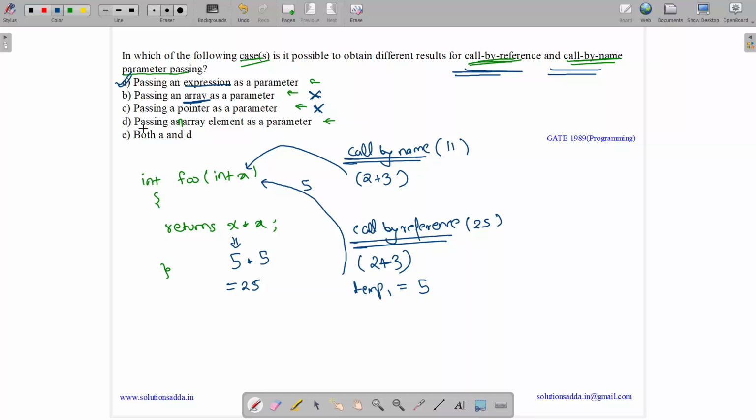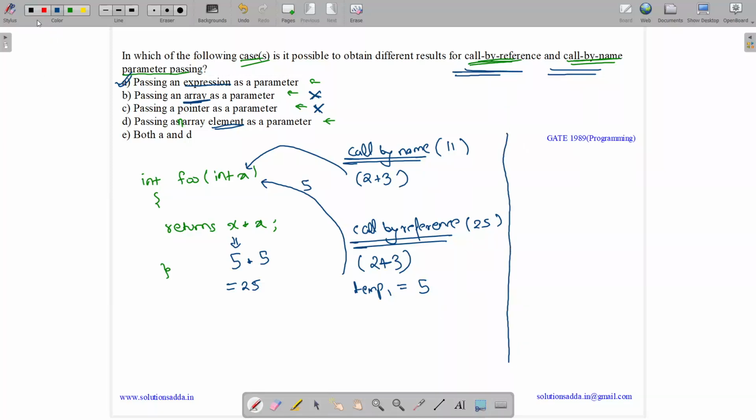Now let us see this option, passing an array element as a parameter. It's different from passing an array as a parameter. Here we are passing an element of an array as a parameter. Let me give you a code so that we can analyze this more carefully.